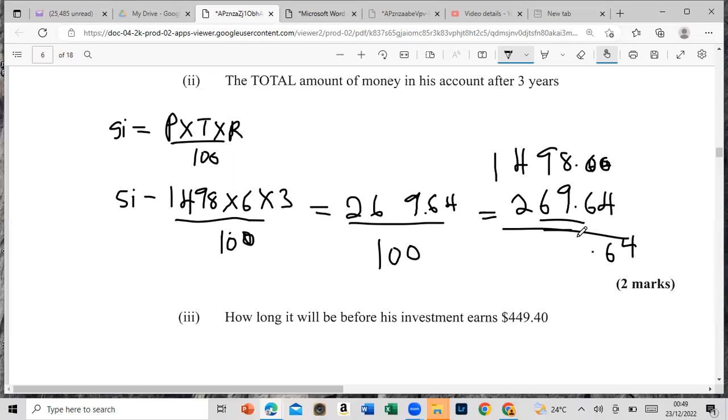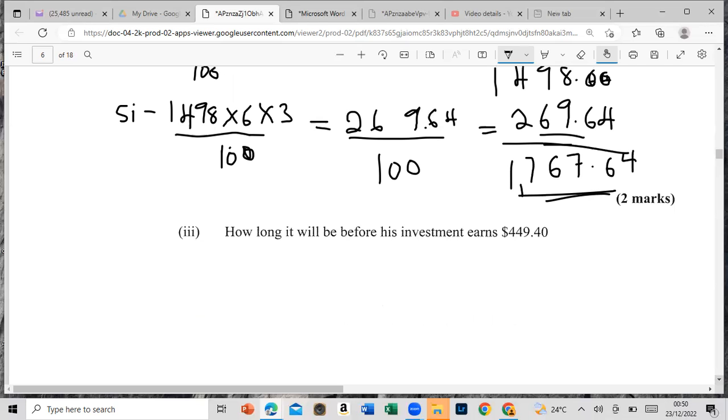6, 9 and 8, 17, 7 carry 1. 9 and 1, 10, and that's 16, 6 carry 1, 7. So after 3 years, this is the figure you would have in the account. All right, now, how long will it be before the investment earns $4,449? So this is the simple interest. We're going to see how long, the number of years it takes.